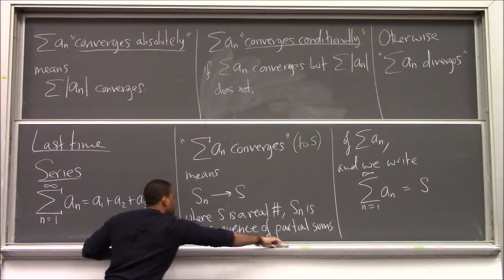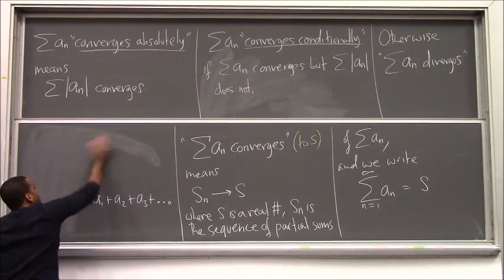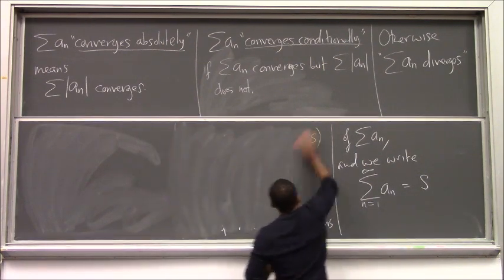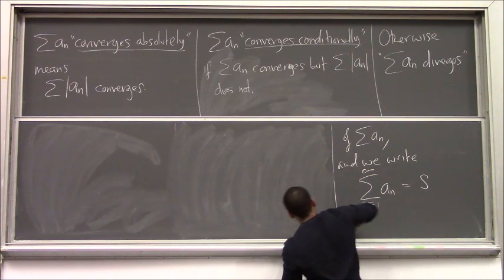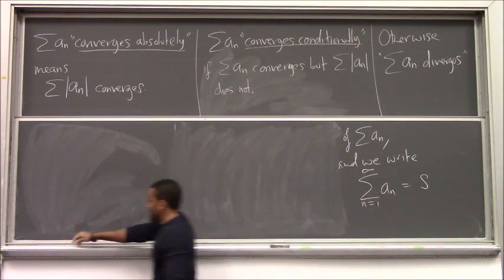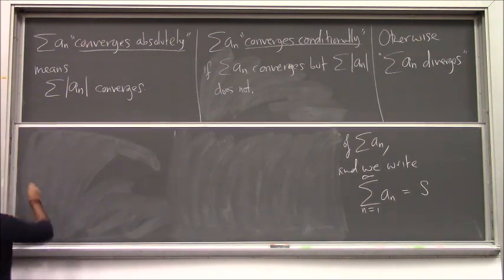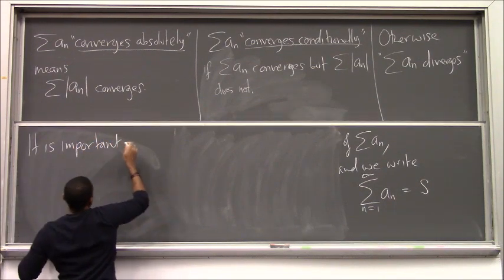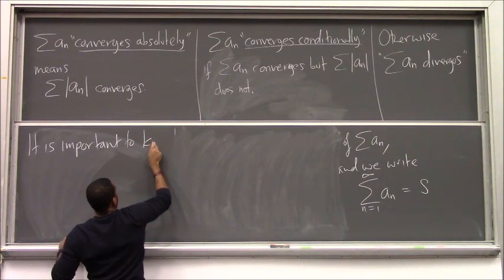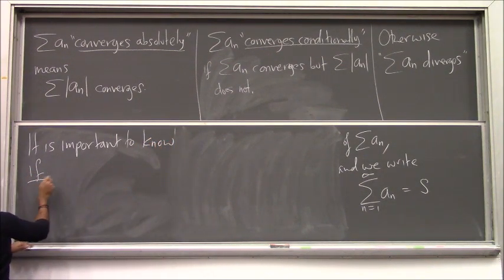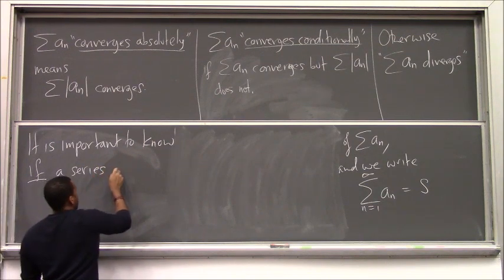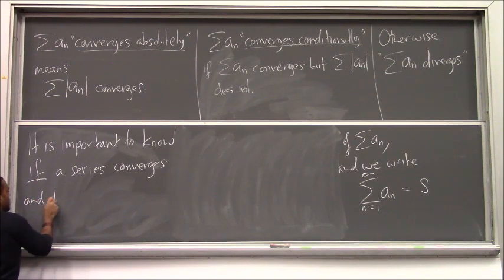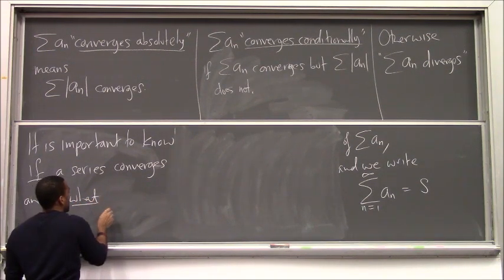We also saw one specific kind of series, and we found out what it converges to. This was a telescoping series. But that was just the beginning of a journey that's going to bring us to important places. It is important, and you'll see some reasons why, to know if a series converges, and to what it converges.